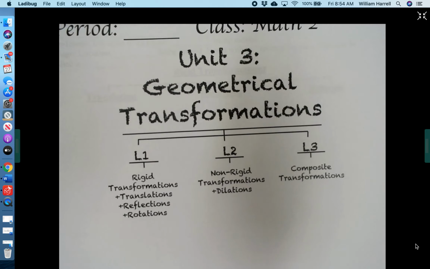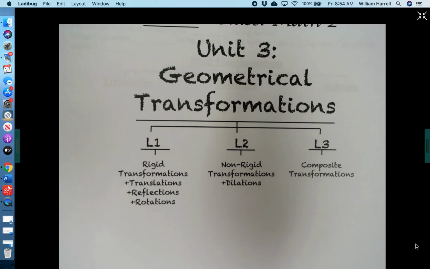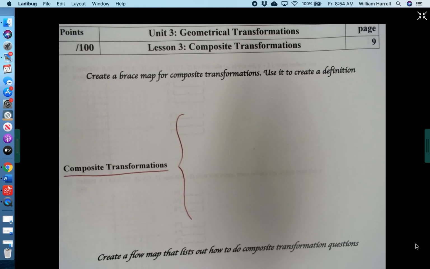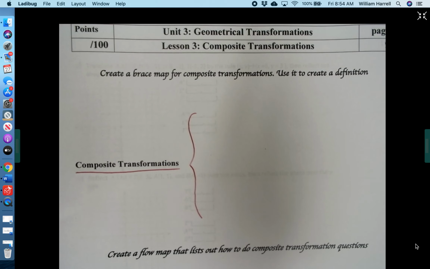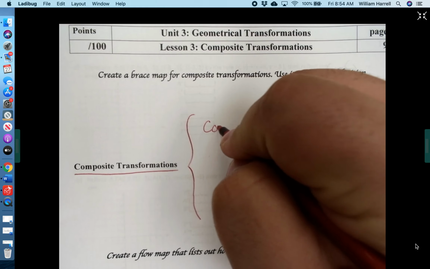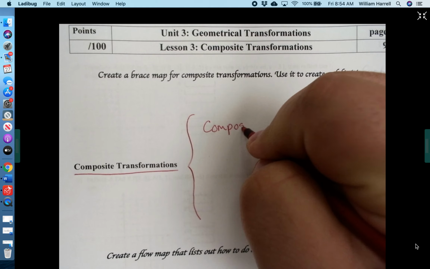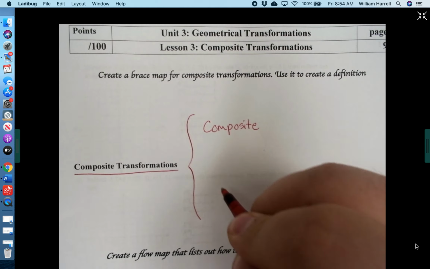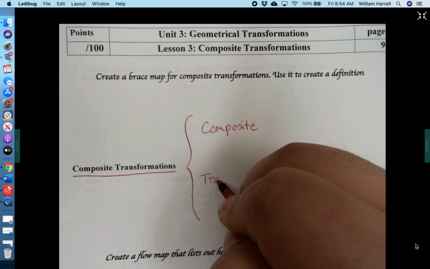Now, if we start on page 9, we're going to first of all create a brace map for composite transformations. This is going to help us make a definition of what we're actually trying to do. So if we think of the two words in composite transformations, our first word is composite, and our second word is transformations.